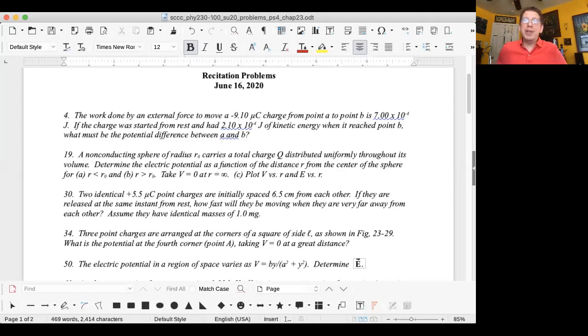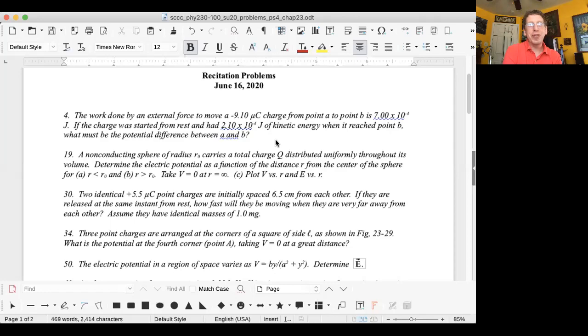So you're going to have the potential as a function of r inside the sphere and outside the sphere, but at the surface of the sphere, they're going to be equal to each other. That's going to enable you to solve for the arbitrary constants that you're figuring out through indefinite integration. And then you're going to make a plot of V versus r and E versus r. You don't have to be technical with that. Just visualize how those look. And you should be solving for E first using Gauss's law and, again, integrating. So there's a bit of calculus in this one.